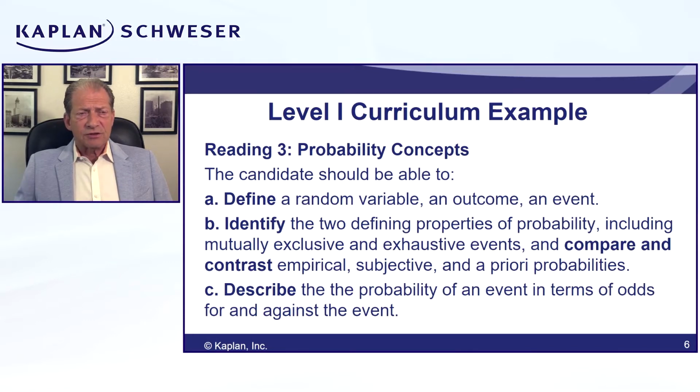So when you see compare and contrast, you've got to know the differences between these, right? Have in your mind some bright lines, so that when you look at a description of a probability and how it was arrived at, you can say, oh, that's empirical, or that's subjective, or that's an a priori probability. And our third example of a learning outcome statement: describe the probability of an event in terms of odds for and against the event. Well, this seems to be kind of a calculate one, even though it says describe. Because if we've got the probability and we want to say what the odds are, we need to know how to calculate that.